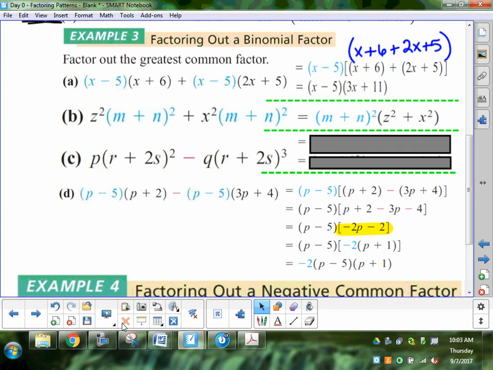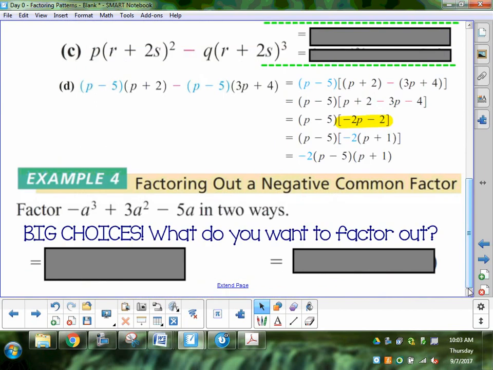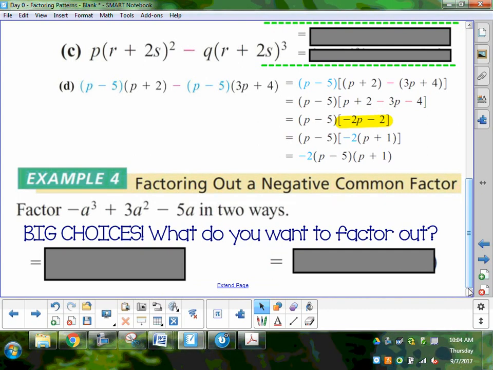take a look at example 4. There's 2 ways you can do example 4. You've got to factor it down. Is there a GCF in 4? The answer should be a yes. You actually have 2 different choices for a GCF in 4. Hands up, please, if you can tell me one of the 2 choices you have for a GCF. Go ahead.